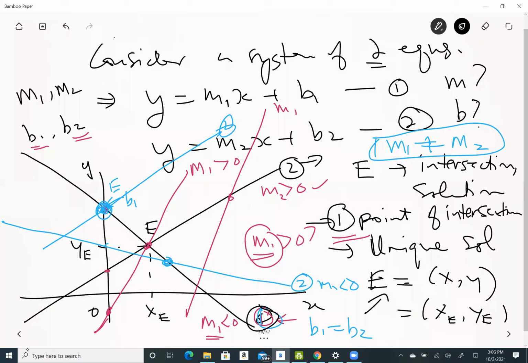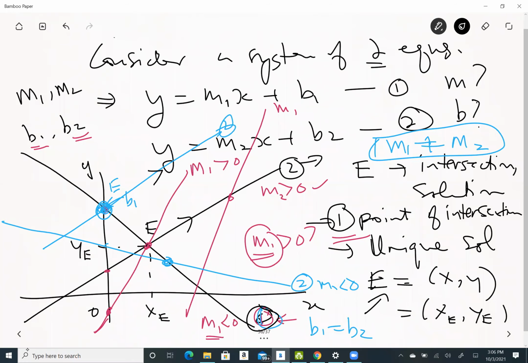Okay, anybody got it? Yes. Okay, how? M1 equal to M2. Yes, you have M1 equal to M2. If the slopes are equal, that means M1 equals M2. Now, what about the B? Is there any condition on the B? There will be no condition.